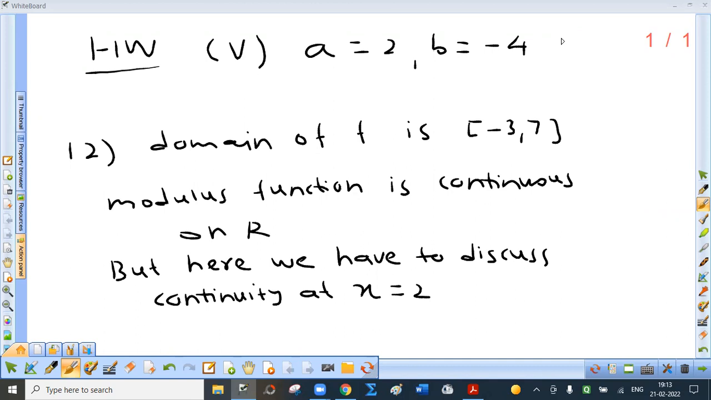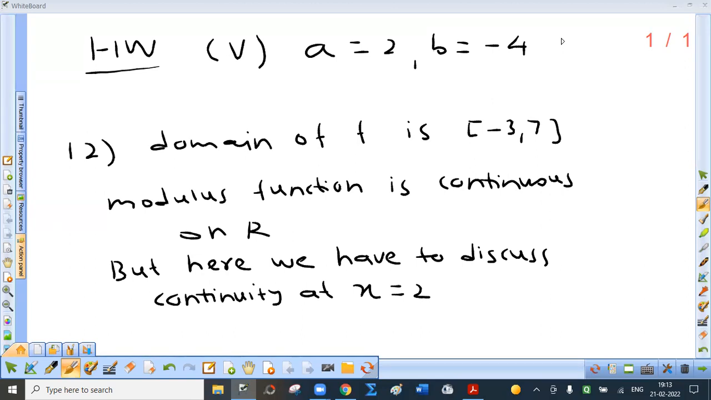Sum number 12. Discuss the continuity of function f on its domain, where f of x is mod of x plus 1 for minus 3 less than or equal to x less than or equal to 2, equal to mod of x minus 5 for 2 less than x less than or equal to 7. Clearly the domain is the closed interval minus 3 to 7. Of course, it is temporarily broken at 2 because this is a piecewise function.